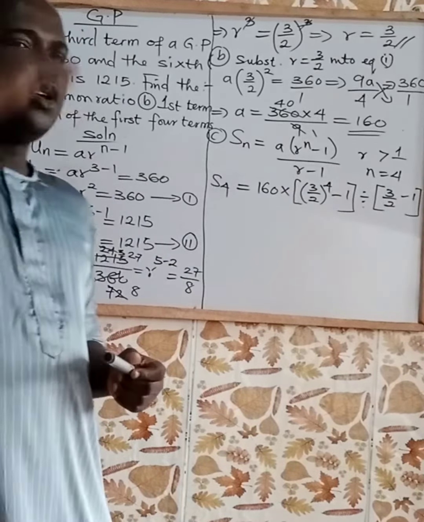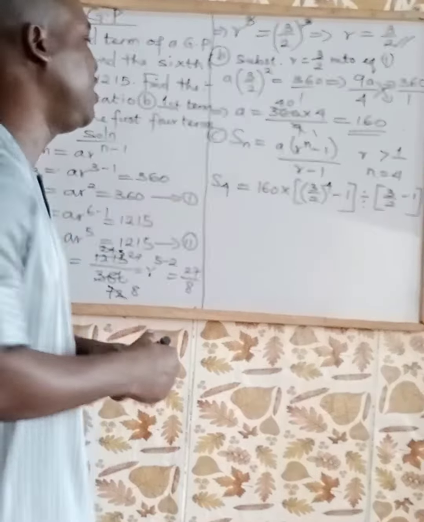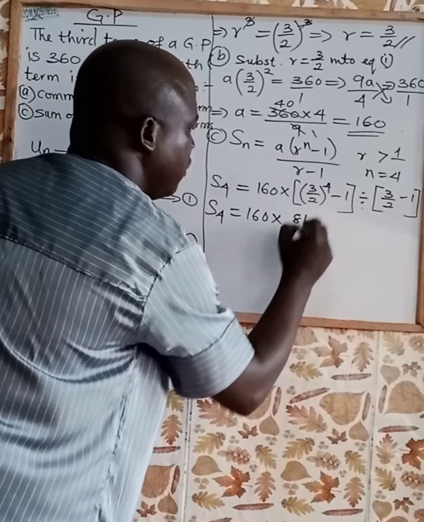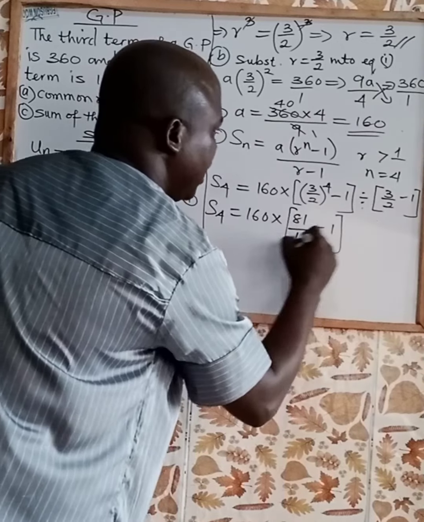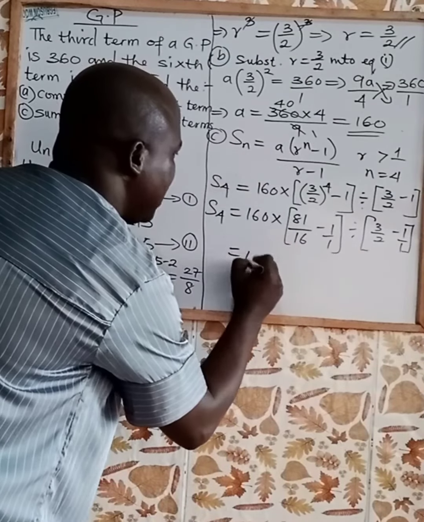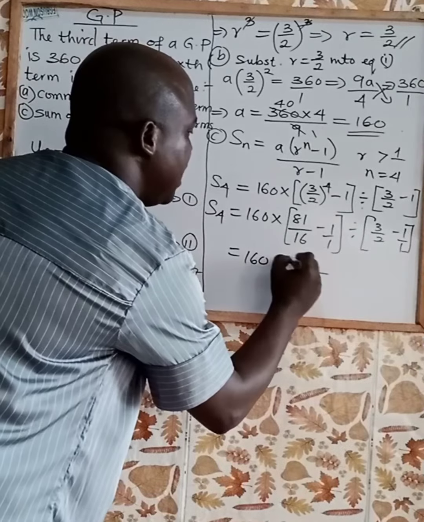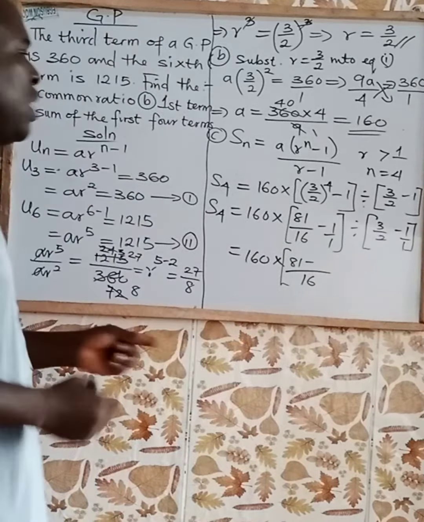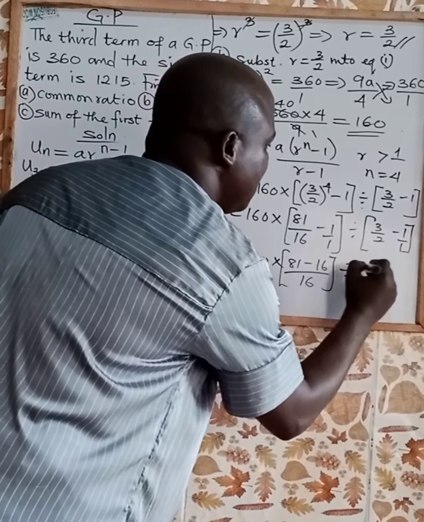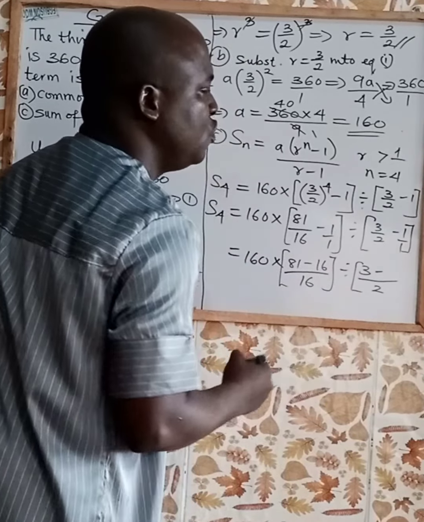3 over 2 raised to the power 4. Numerator: 3 times 3 times 3 times 3 in 4 places will give us 81. 2 in 4 places will give us 16. So our S4 will now be 160 times (81 over 16 minus 1) divided by (3 over 2 minus 1 over 1). So I can now simplify it. For the first bracket, what is the LCM? The LCM is 16. So I'm going to have 81 minus 16: 16 in 16 is 1, times 81 is 81, and 16 in 1 is 16, times 1 is 16. Divided by, find the LCM of this, the LCM is 2. 2 in 2 is 1, 1 times 3 is 3. Minus 1 in 2, 2 times 1 is 2.